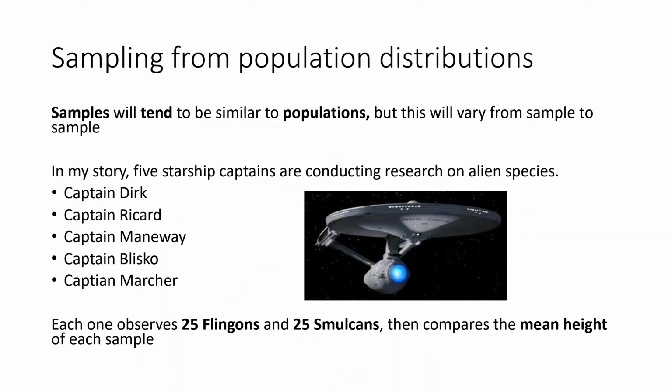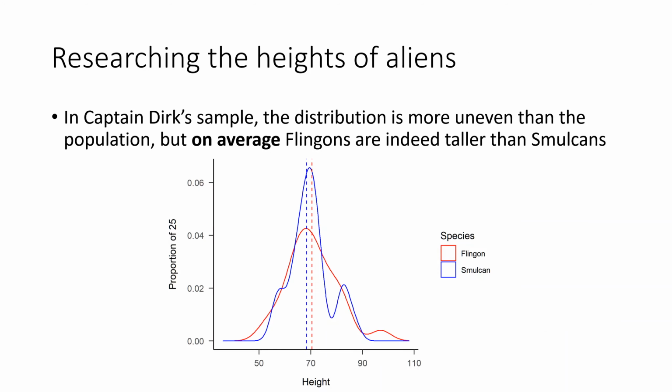As the author, I know this. I know that there are 1 million of each, and I know their mean heights, and I know the distribution of their heights, because I'm the author. Now, in my story, there are 5 starship captains, and they are doing research on alien species. They want to determine whether Klingons are taller or Smolkans are taller. Each one observes 25 Klingons and 25 Smolkans, and then compares the mean height of each species of alien.